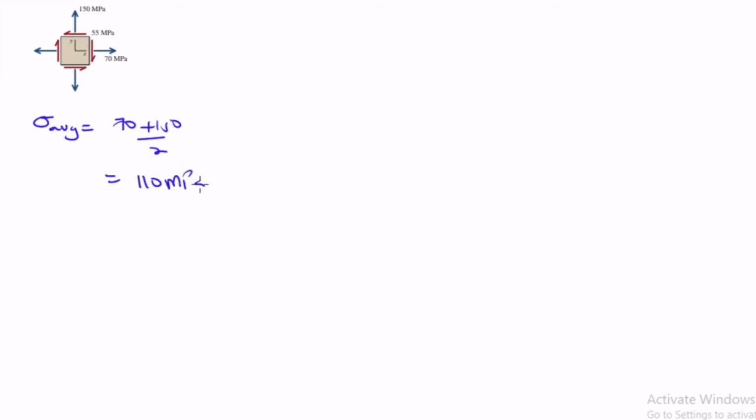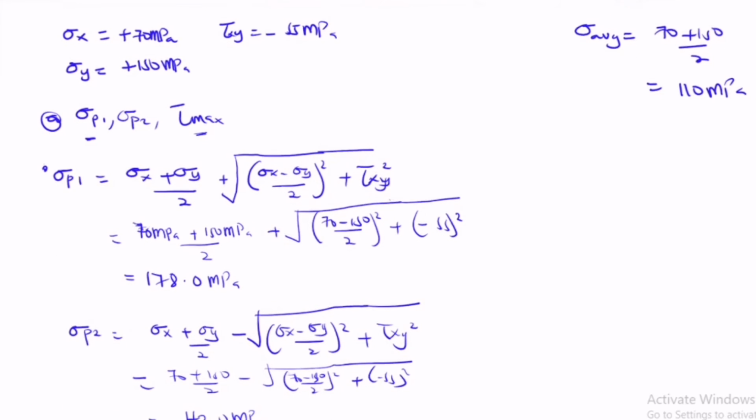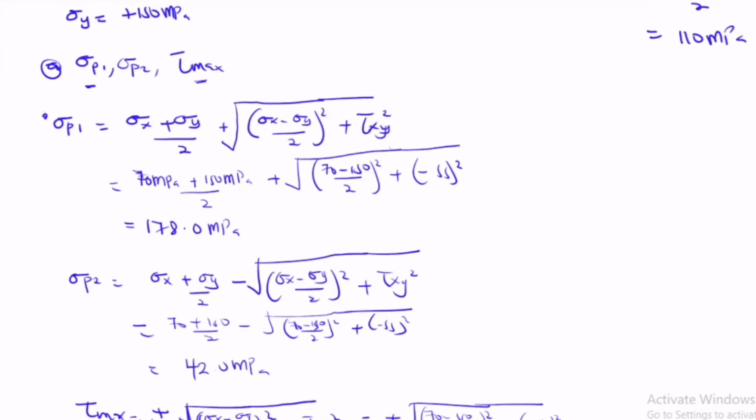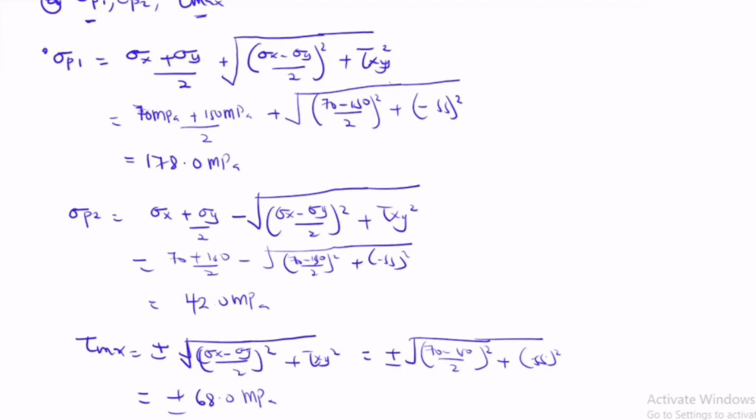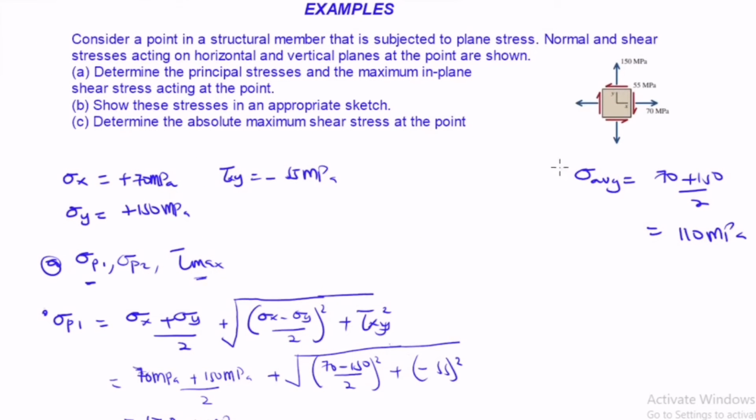So we now know the values for the principal stresses, principal stress 1 and principal stress 2. Principal stress 1 was 178.0 megapascal. Principal stress 2 was 42.0 megapascal. We have our maximum shear stress to be 68 plus or minus 68 megapascal. This is very important: we have the average normal stress to be 110 megapascal.